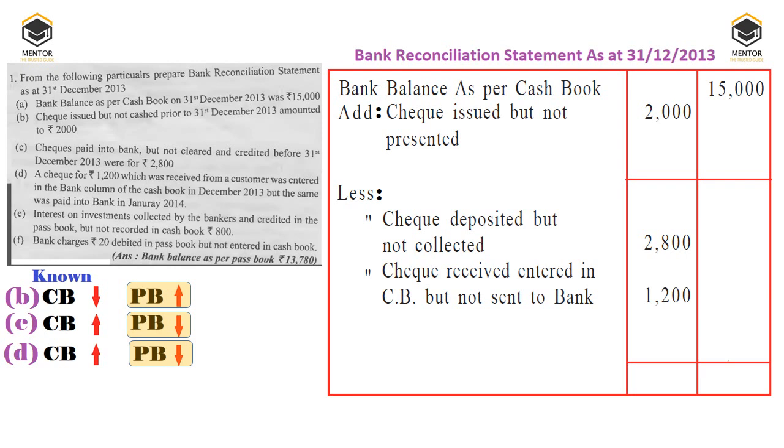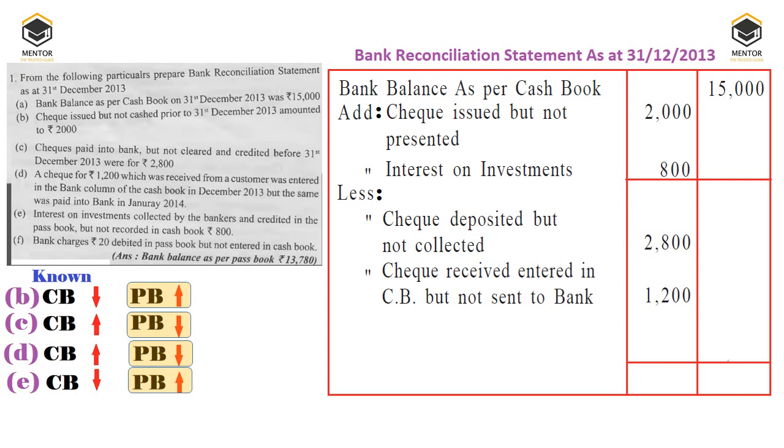Next, interest on investment collected by the banker and credited in the passbook but not entered in the cash book. So based on our standing instruction, what has happened? The bank has collected our income and credited it in the passbook, whereby our passbook balance will be increased. Whereas this information is not available with the accountant. Therefore, he has not recorded it in the cash book. Therefore, the cash book balance will be less. Which balance do we need to find out? The passbook. As the passbook is more, we need to add this item, interest on investment, rupees 800.